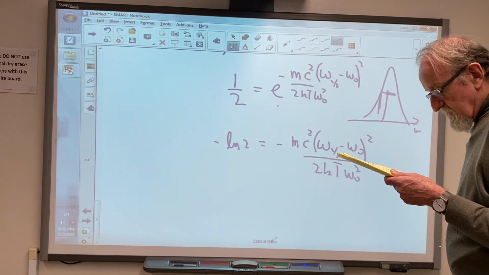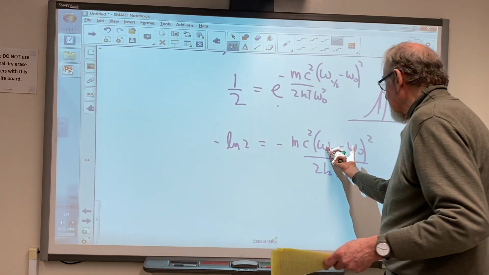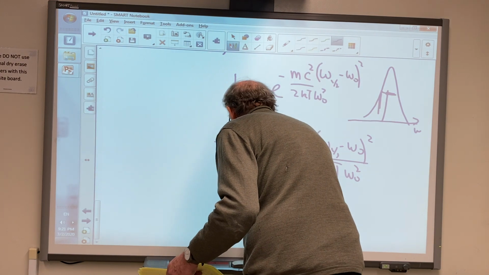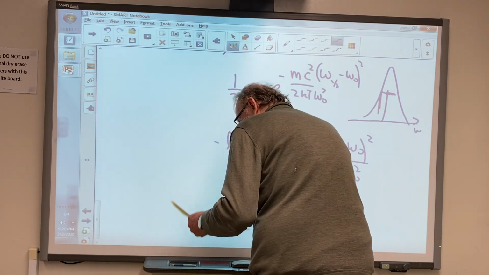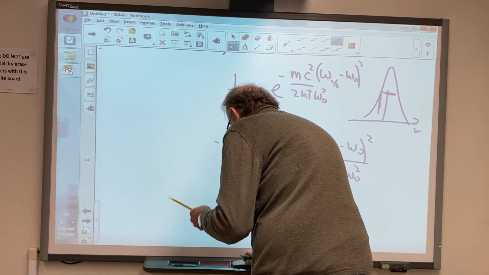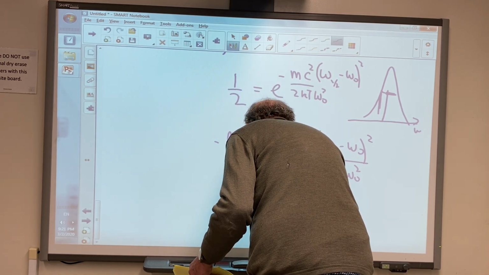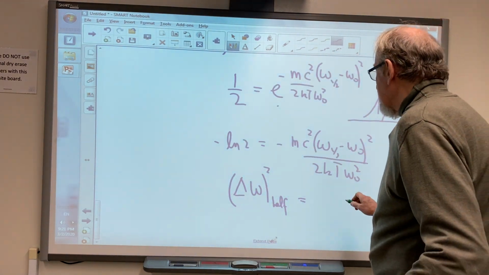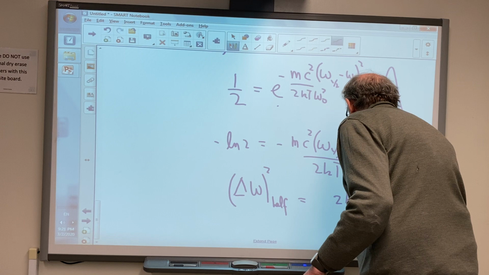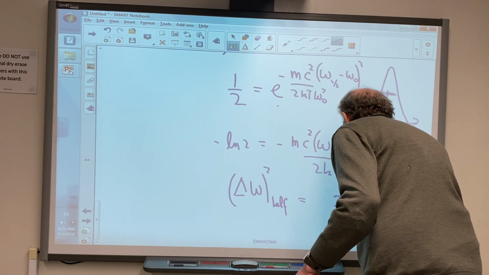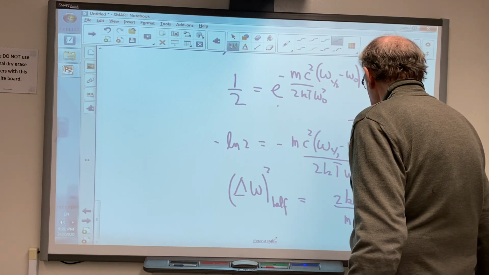And from there we get the delta omega squared. The delta omega squared, because I have a square there, at half width, so the half width of the peak is the quantity I have here: 2kT omega 0 squared over mc squared, times ln 2.